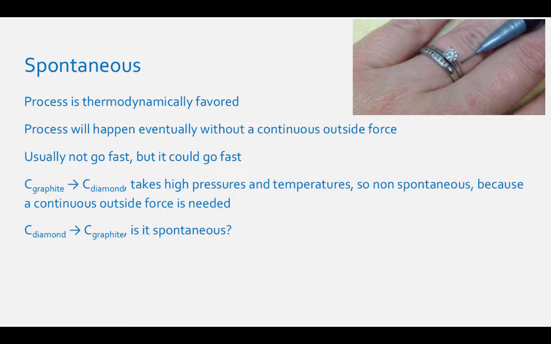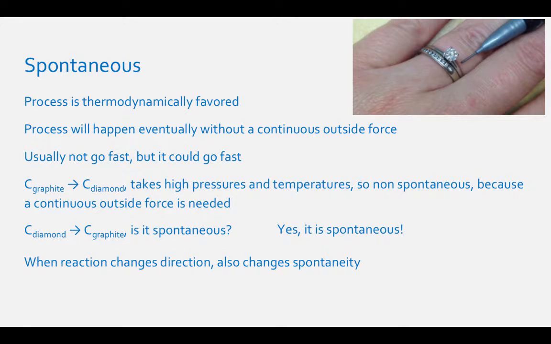I know most of you have seen diamonds and have never seen them converting to graphite, but is this a spontaneous process? When a reaction changes direction, it also changes spontaneity. So if the reverse reaction, graphite to diamond, is non-spontaneous, then the diamond to graphite reaction is spontaneous. But we have never seen this happen. This is because spontaneous for a chemist means it will eventually happen. Diamond will eventually turn to graphite, but it might take millions of years.